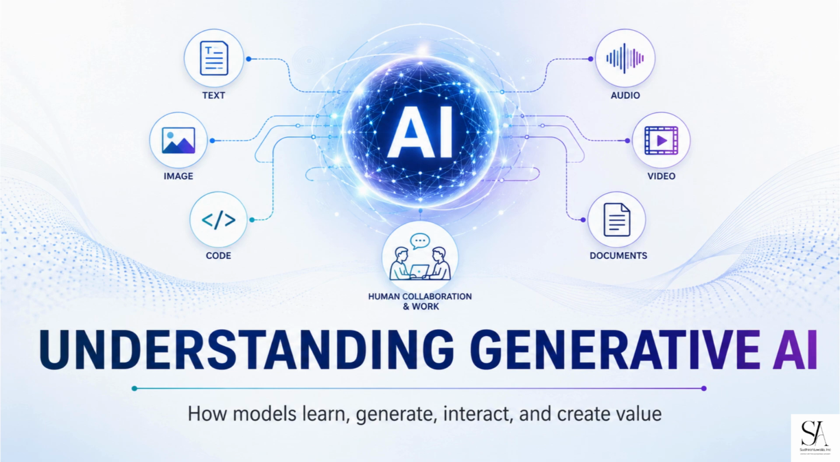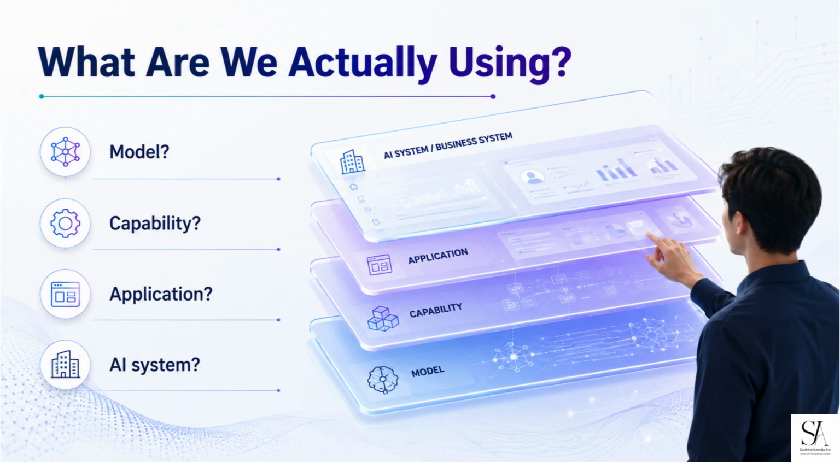When someone says they are using generative AI, what exactly are they using? Are they using an AI model, a capability of that model, an application such as a writing assistant, or an entire system built around artificial intelligence? These terms are often used interchangeably, but they describe different things. Understanding the distinction is an important starting point for understanding generative AI.